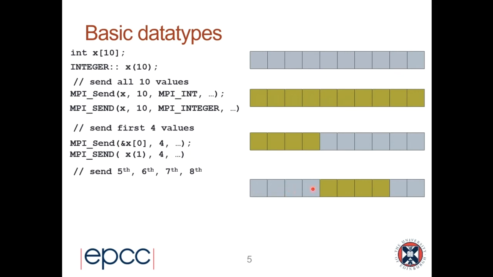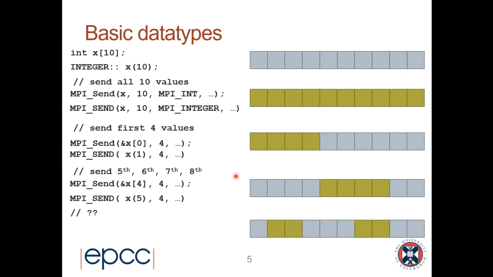Okay. What about the 5th, 6th, 7th, and 8th values? Counting 1, 2, 3, 4, 5. Or how would I do that? So not that block, but this block here. Yes, in Fortran x54, so I want to start at x1, 2, 3, 4, 5, or in C, the address of x of 4. So that's all fine. So we have some flexibility there.